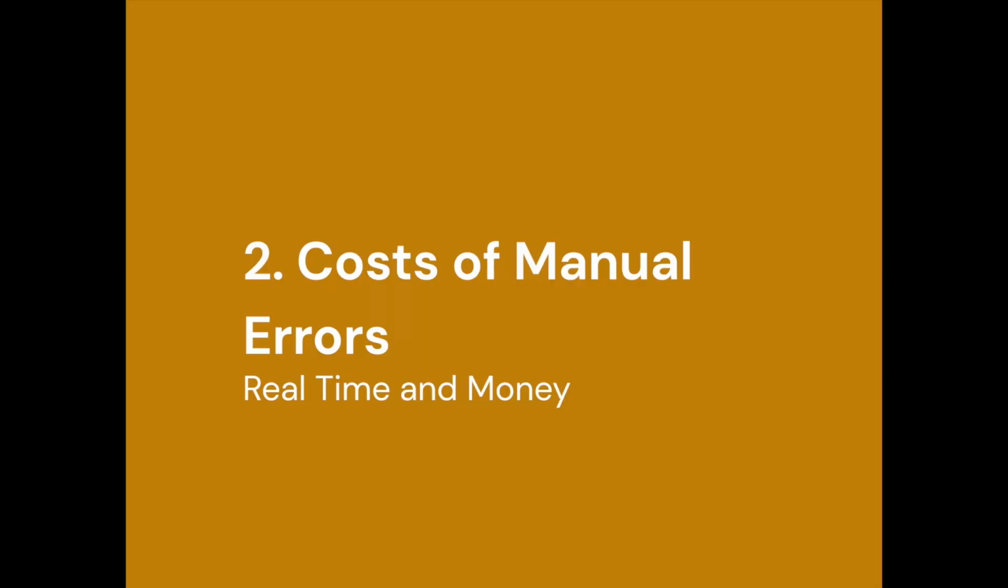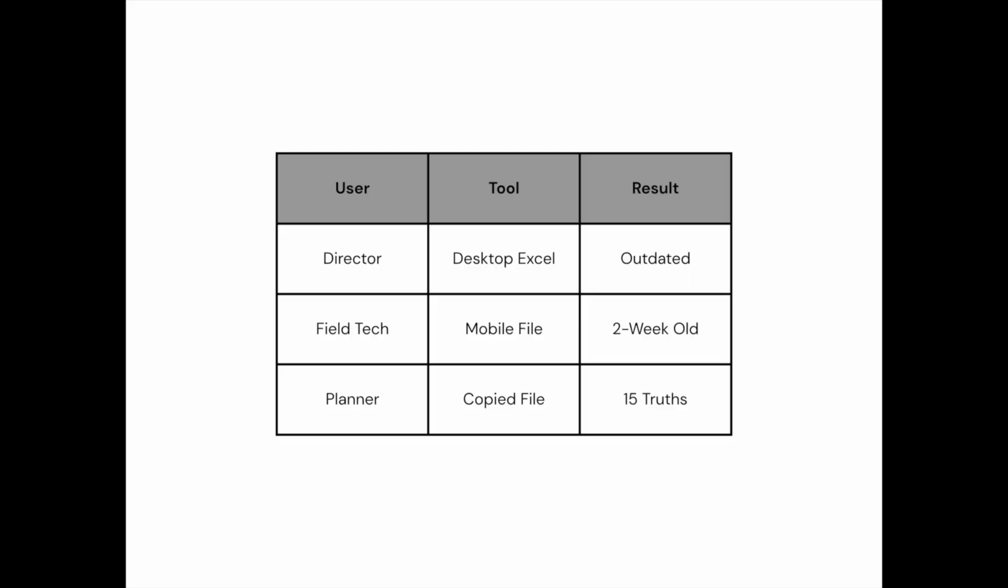Moving right along to Section 2, costs of manual errors. Look, we need to completely forget about those minor annoyances like software crashes. We are talking about severe financial hemorrhaging here, all caused by a lack of a single source of truth. Think about it. With Excel, the director is sitting at their desk looking at an outdated overview. Meanwhile, the field tech is out there staring at a mobile file they synced 2 weeks ago? And the planner is working off some copied file entirely. You don't have one truth. You have 15 completely conflicting realities.